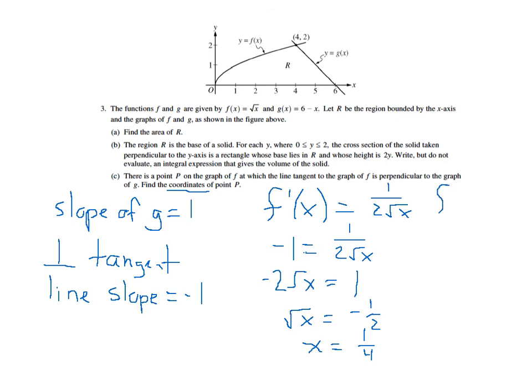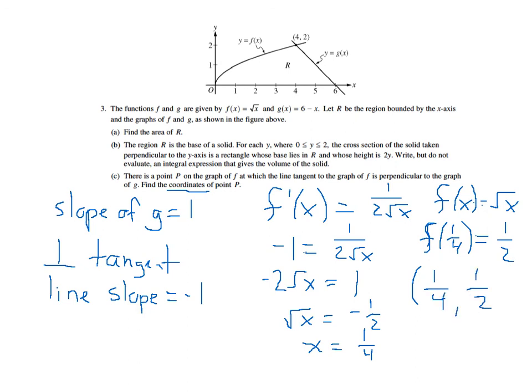Since f of x is equal to the square root of x, f of 1/4 is equal to 1/2, and so my coordinates are 1/4, 1/2. And that's all I need. That is question 3 from the 2011 Part B form of the AP Calculus AB free response questions.